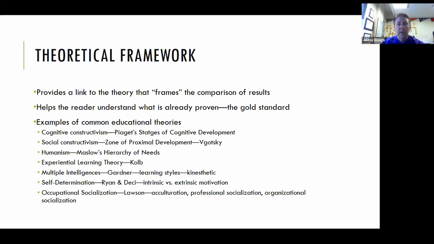The theoretical framework is super important. This is what we tie things back to. I gave a couple of examples here of what this means. This is what we know to be true in most all cases. So, for example, a lot of you will use constructivism, Piaget, in terms of the stages of cognitive development. I use a lot of self-determination theory, which is intrinsic versus extrinsic motivation, that's Ryan and Deci. And occupational socialization, because I'm looking at how teachers deal with their surroundings, and that's Lawson. So find the theorist, and then you'll have some ideas about the theory that will go into your literature review.